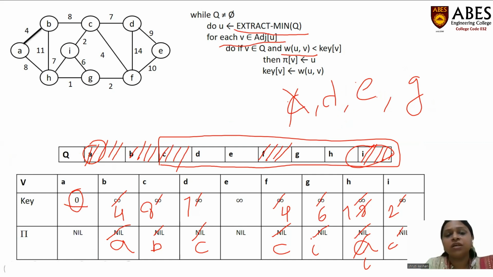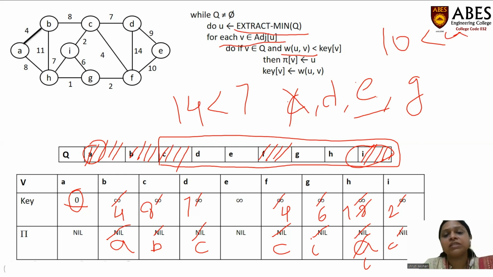We will check for D. D is part of your Q and the edge weight from F to D is 40 and the current weight of D is 7. So the condition is not true. We will not change this one. We will check for E again. Now the weight of the edge from F to E is 10 and the current weight of E is infinity and E is part of your capital Q. Both conditions are true. Update this one, that is the parent of E will become F and the weight will become 10.